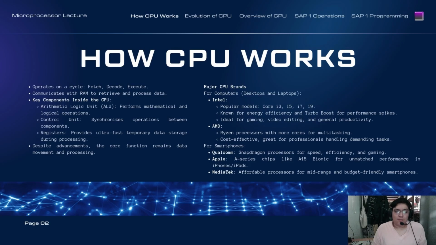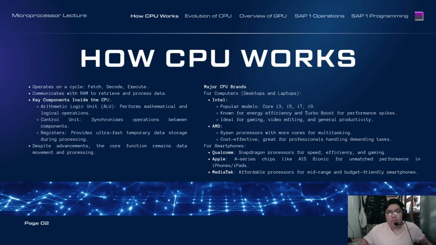Now inside the CPU, the arithmetic logic unit, or the ALU, is the one that performs all the mathematical and logical operations, while the control unit ensures all components work together seamlessly, and registers, which are small but extremely fast storage units within the CPU, temporarily hold data during processing, enabling quick access. Although modern CPUs are vastly more powerful and capable than earlier models, their basic function, moving and processing data efficiently, still remains the same.